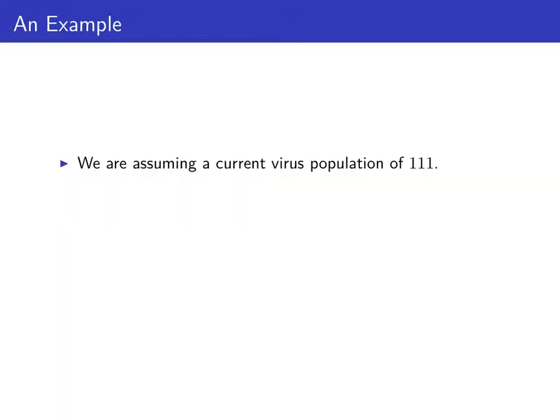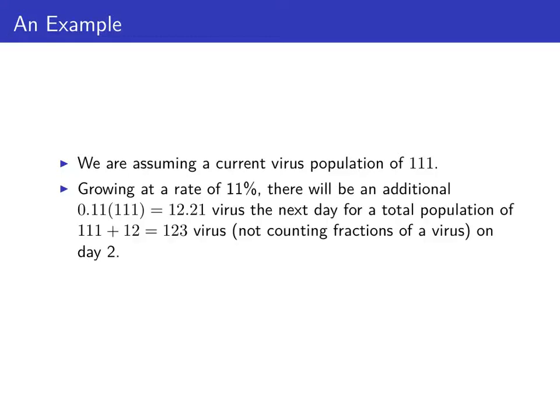With an assumption of a virus population of 111 and a growth rate of 11%, there will be an additional 11% of the 111 virus, or about 12.21 virus, that we add the next day, for a total population of our 111 after 1 day, plus 12 virus the next day, for 123 virus. And we're not going to count fractions of virus.